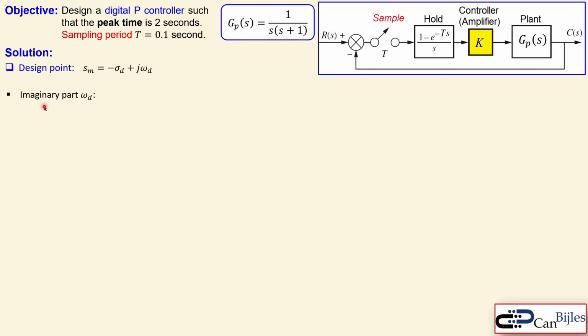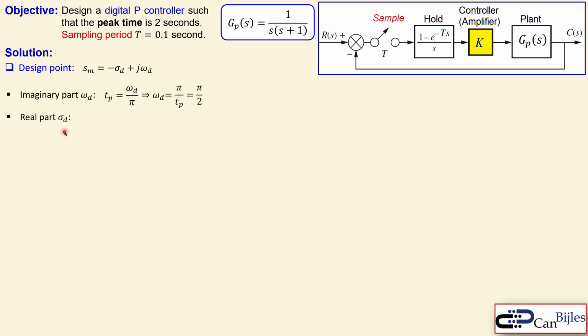Now the imaginary part, omega d, can be calculated pretty easily and directly using this peak time specification, because the peak time is given by pi over omega d. So we can rewrite this and get omega d, which is then pi over the peak time, which is pi over 2, also in radians per second.